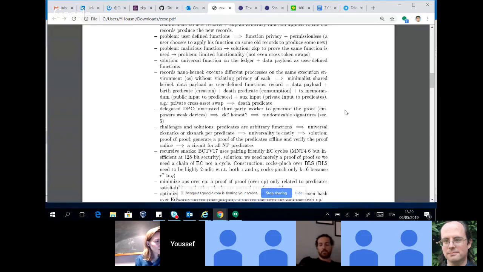What they do is they generate a proof offline of those predicates, and then on the ledger they verify the proof. So this means a proof of a proof. But on the ledger we will have a universal circuit that is a verification circuit of a proof.